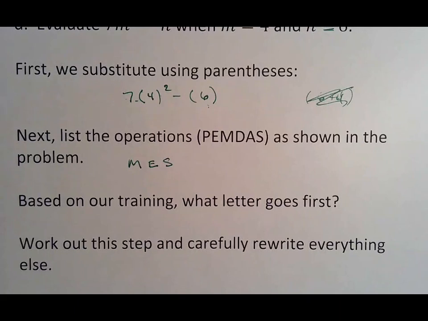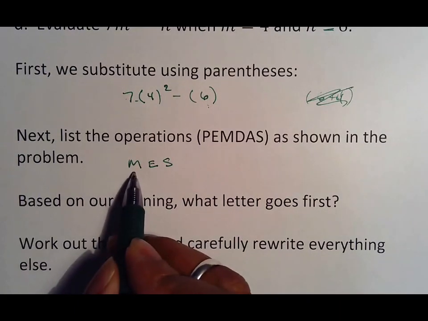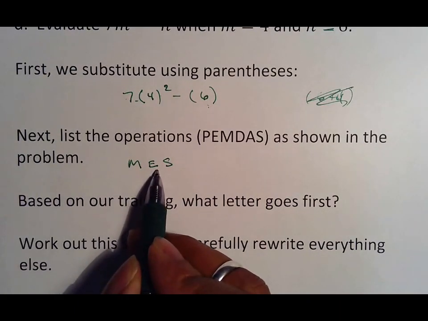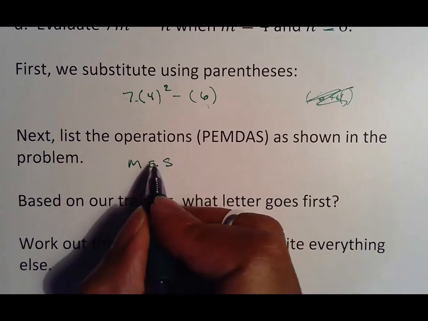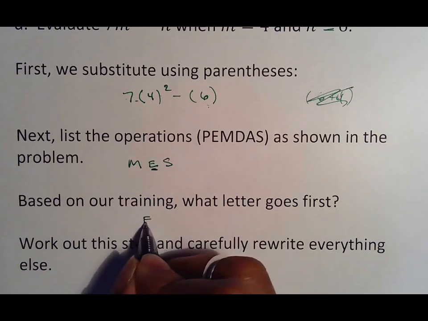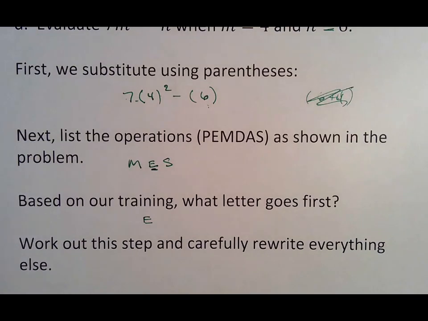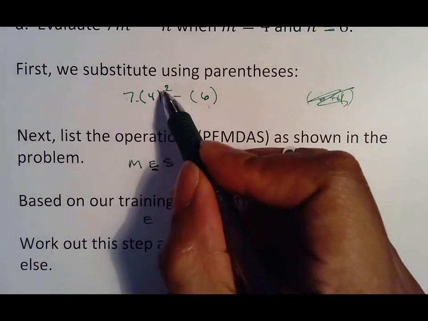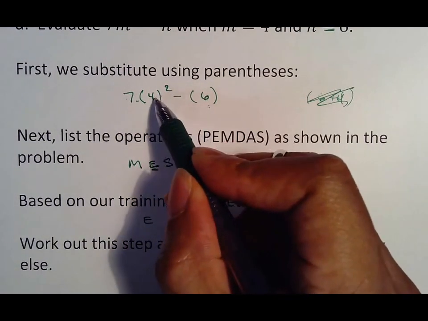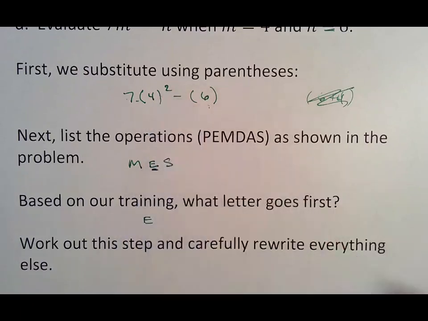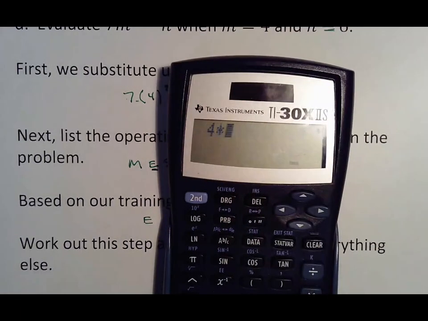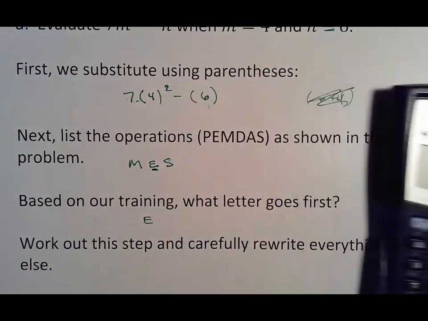Based on our training, which letter goes first? M is a teacher, from what I remember. E is an administrator, and S is a student, which means the first letter should be E. And so now that we recognize that E should be first, we're going to work out the exponent. The exponent is this part, 4 squared. What is 4 squared? That's where I type 4 twice and get 16.